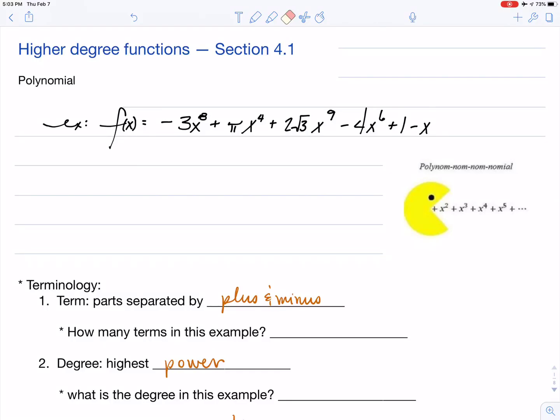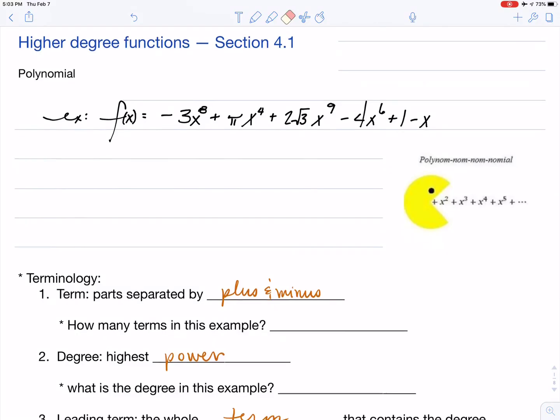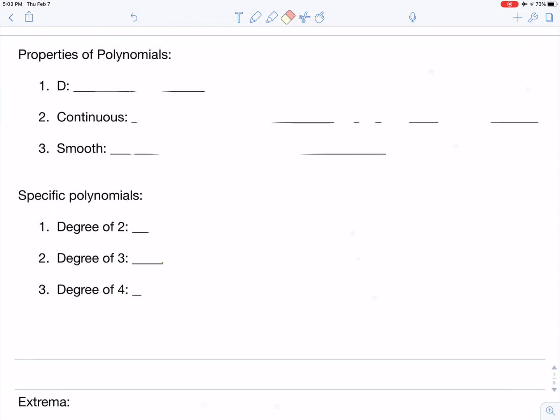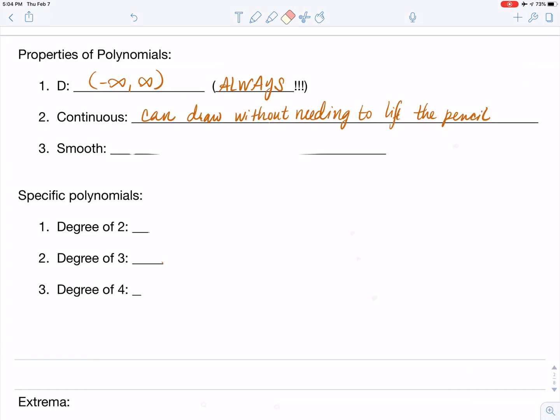Hey folks, this is the second video dealing with higher degree functions. So if you would go down to the page that talks about properties of polynomials, the first property of polynomials is that the domain is always going to be all real numbers. The second property in polynomials is that polynomials are always going to be continuous. This means you're able to draw the picture without ever lifting your pencil.